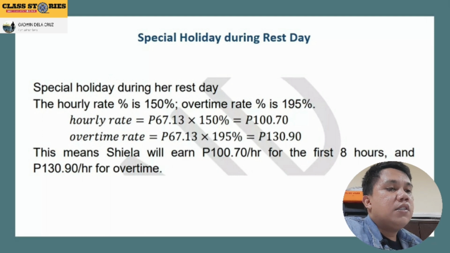Overtime rate niya, 67.13 times the overtime rate, which is 195%, is equal to 130.90 pesos. This means Sheila will earn 100.70 pesos for her first 8 hours and 130.90 pesos per hour for her overtime.